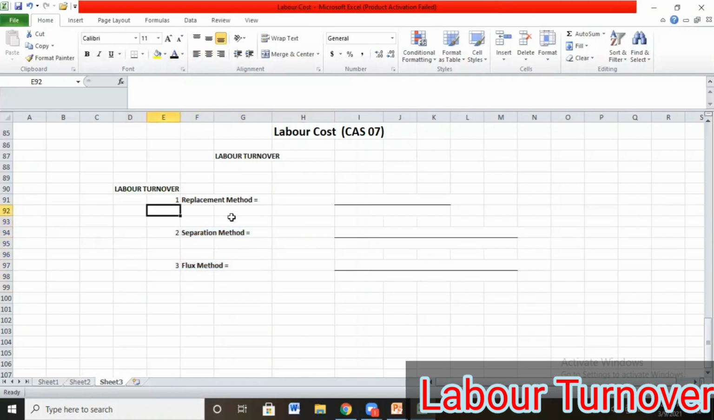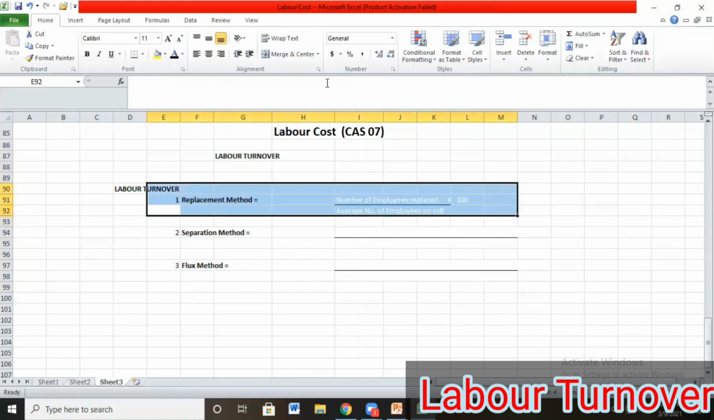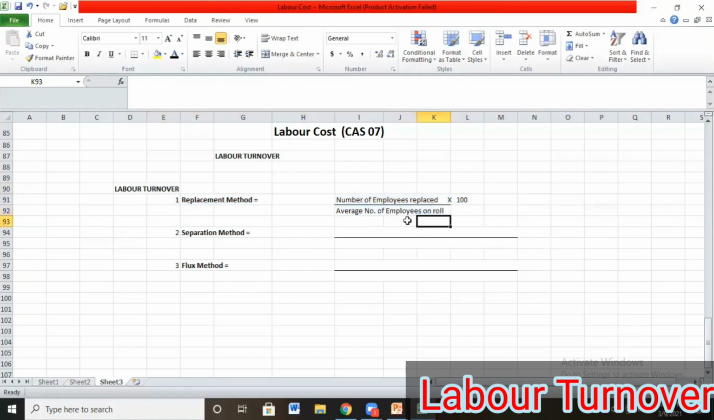In case of replacement method, we need to calculate the labor turnover with the help of number of employees replaced upon average number of employees on roll multiplied by 100. So your answer will be in the form of percentage.